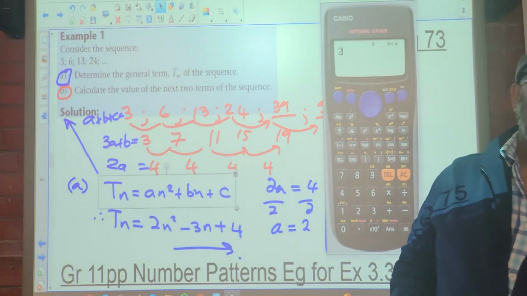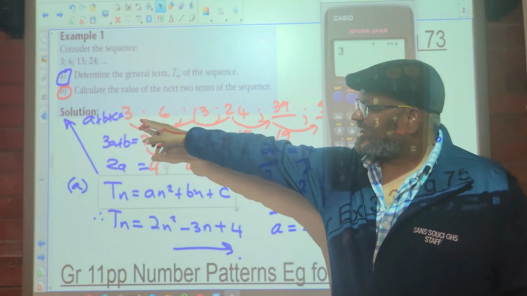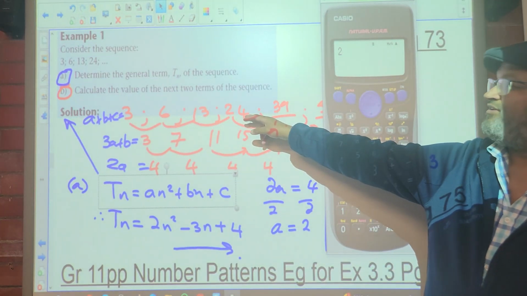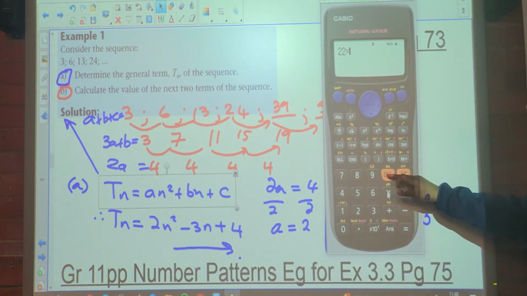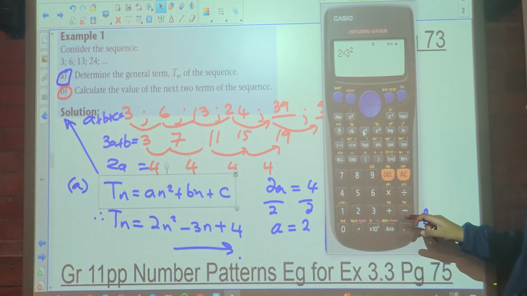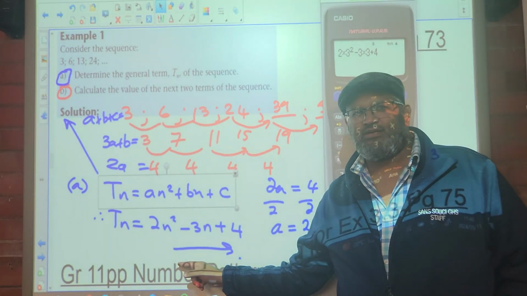So don't test with the first one. Don't be that girl, man. You go with the first one? No. You wait it out, okay? You wait for the right one to come by. And the right one is number 3. Third time lucky. So wherever we see an n, we put the 3. Right. So it's 2 times 3 squared minus 3 times 3 plus 4. What should the answer be if I'm right?